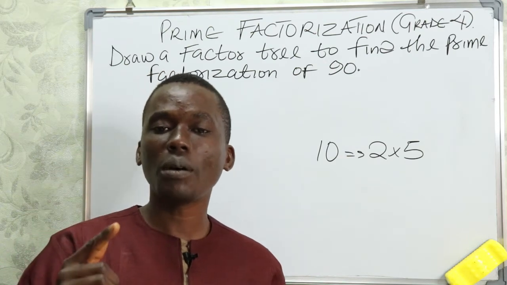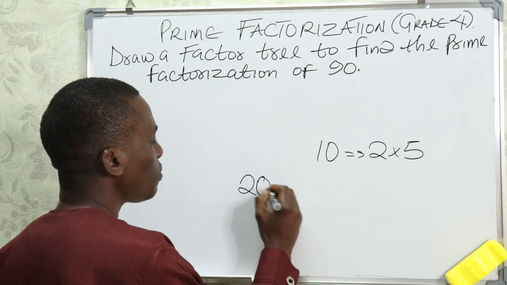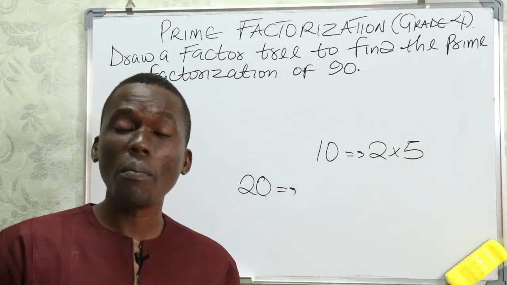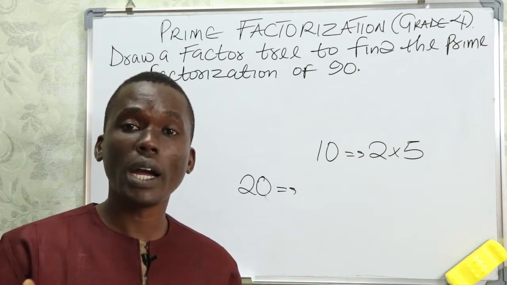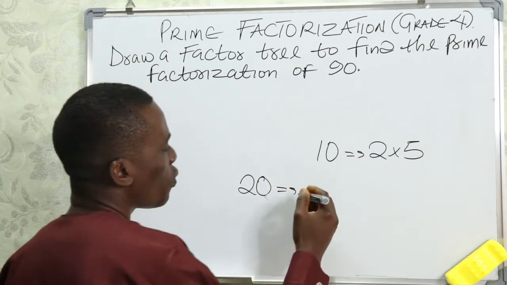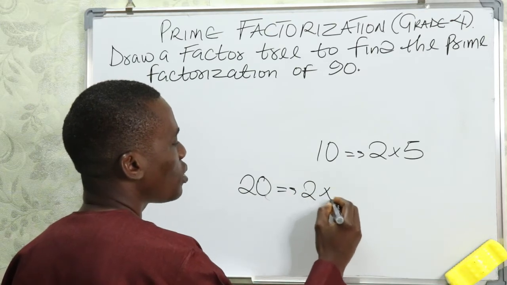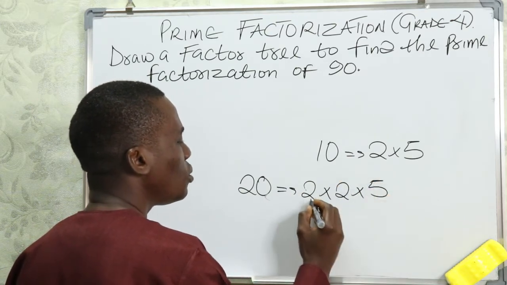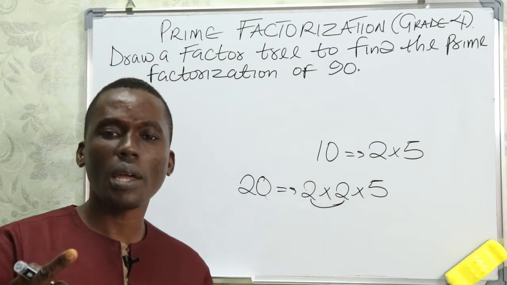Now take for example when you are given a number like 20. Now we are asked to look for the factors of 20. Remember, some prime factors, as said, are repeated quite a number of times. Now 20, if we are looking for the factors of 20, it can be what? 2 times 2 times what? Times 5. Now do you notice that 2 is repeated 2 times?